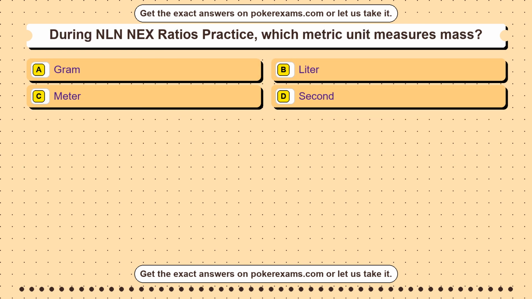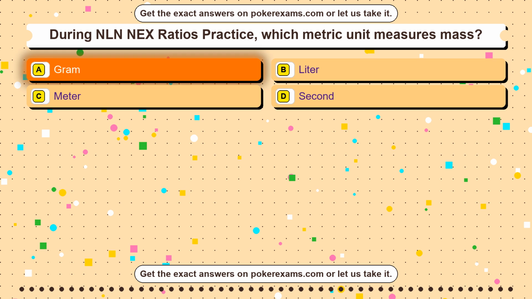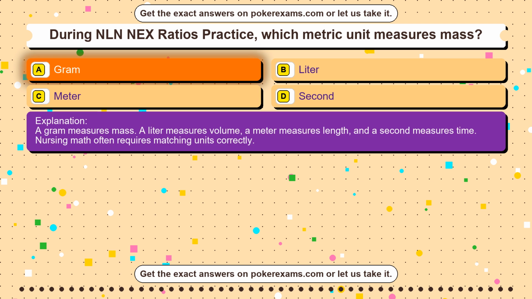Question 21. During NLN NEX Ratios Practice, which metric unit measures mass? Option A gram. Option B liter. Option C meter. Option D second. The correct answer is option A. Gram. A gram measures mass. A liter measures volume, a meter measures length, and a second measures time. Nursing math often requires matching units correctly.